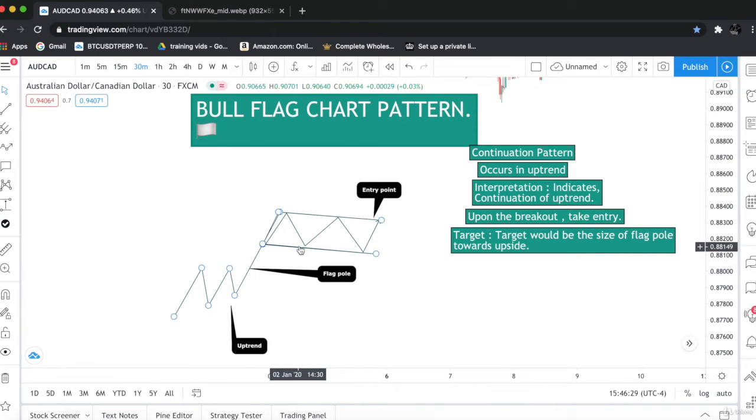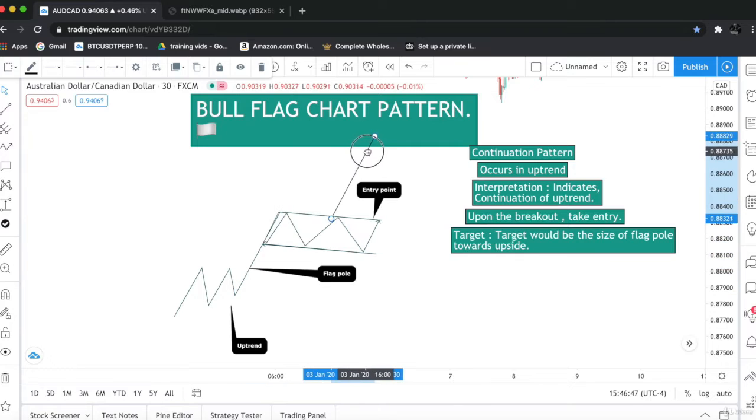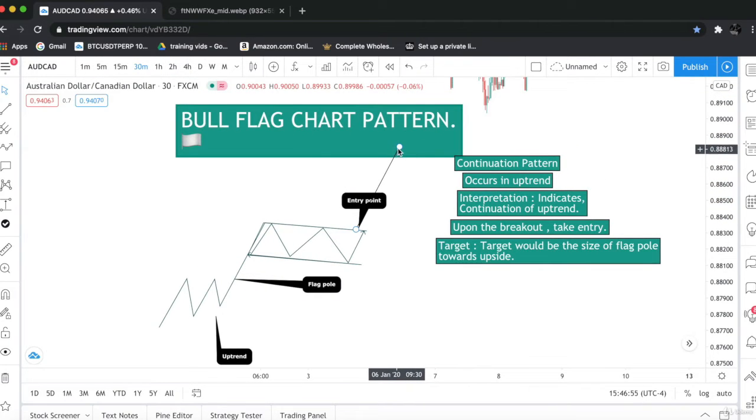Upon the breakout of the bull flag, we have to take entry, and the target would be the same size of the flag pulled towards upside. This would be our target. We have to measure the length of the pole, and upon the breakout of the bull flag, we have to take entry, and this would be our take profit zone.